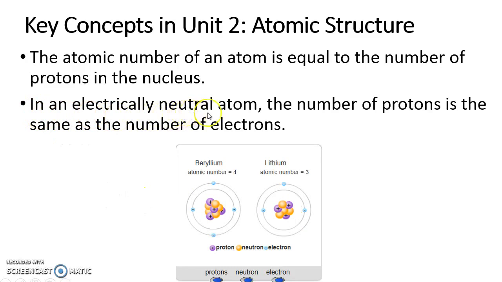And in an electrically neutral atom, the number of protons is the same as the number of electrons. So here is neutral beryllium, 4 protons, 1, 2, 3, 4, 4 electrons, 1, 2, 3, 4. Same thing with lithium, 3 protons, 1, 2, 3, 3 electrons, 1, 2, 3.